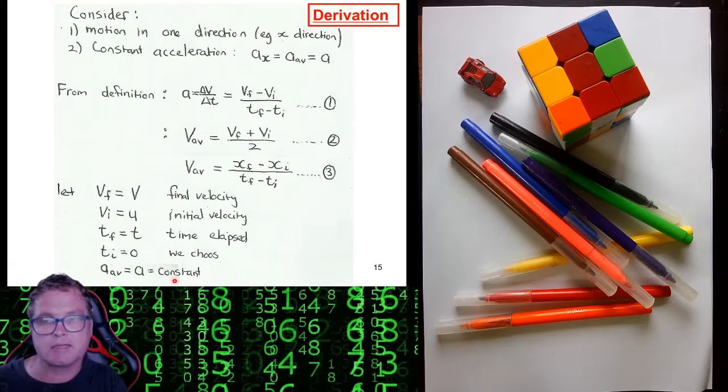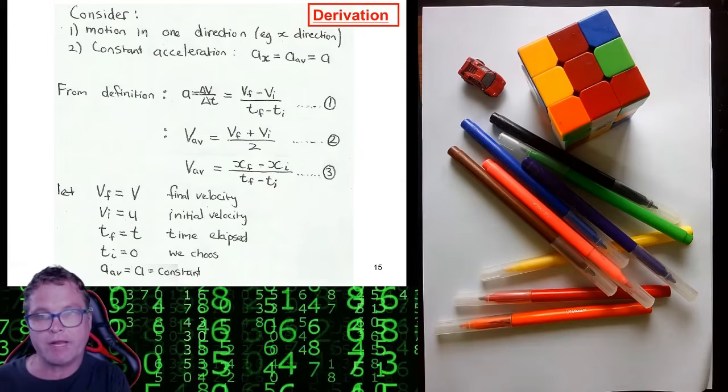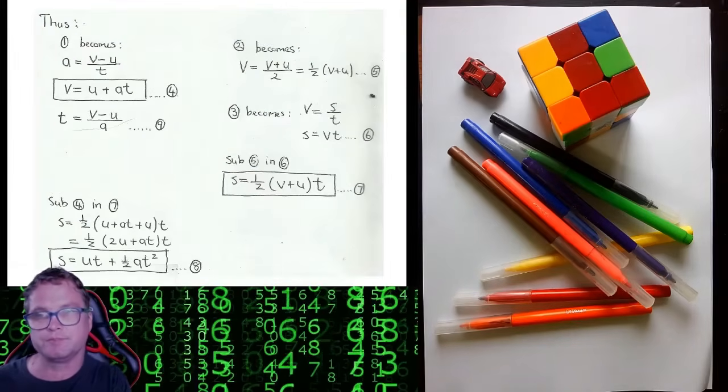And then I said the acceleration a is constant. So these choices here are really just to simplify and make the notation a little bit simpler. Next, we're going to work with these equations, and we're going to make a number of substitutions and rearrangements to arrive at our 4 equations of motion.